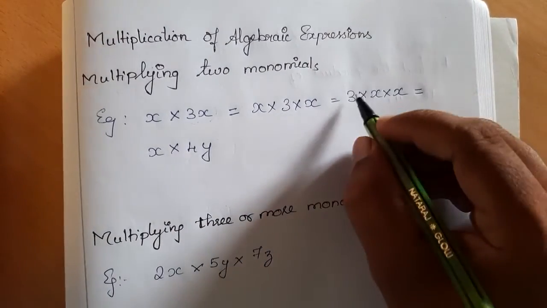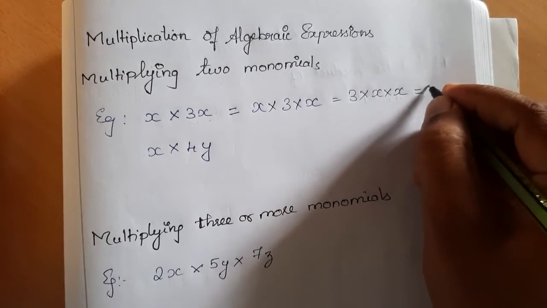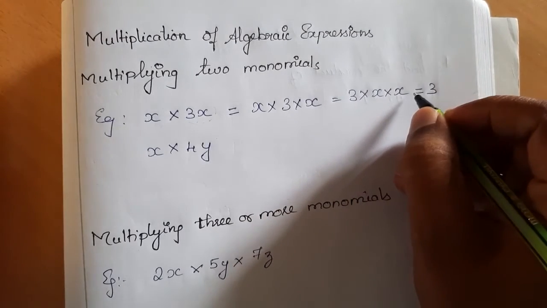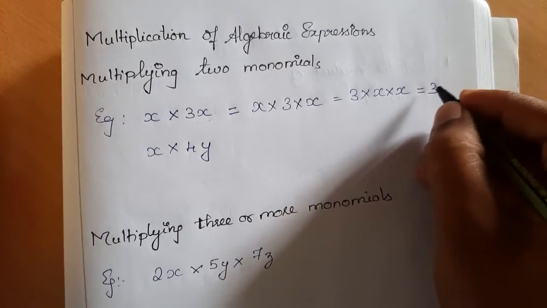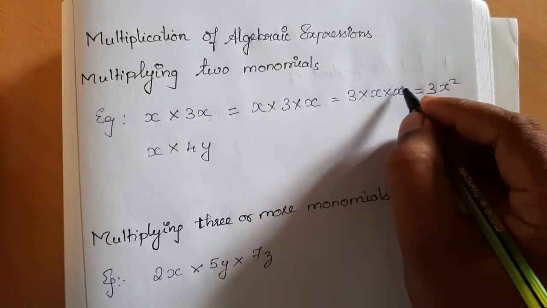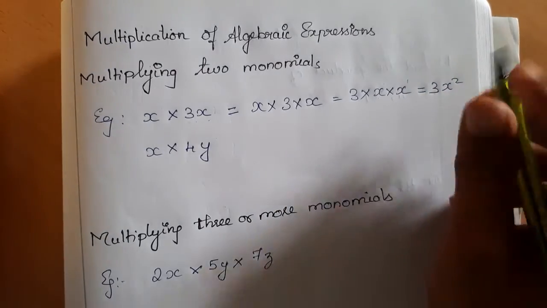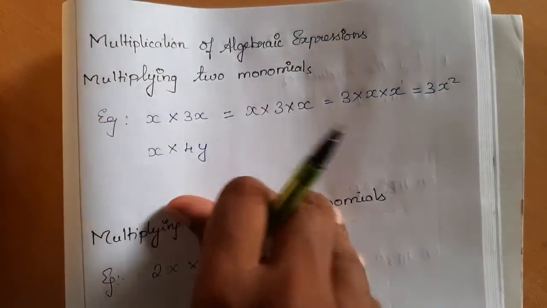right? So what happened? There's no other numeric, only 3 is there, so 3 will be the answer, and x into x will be x square, right? Since the powers are 1, we will be adding them. We have learned this in exponents and powers.